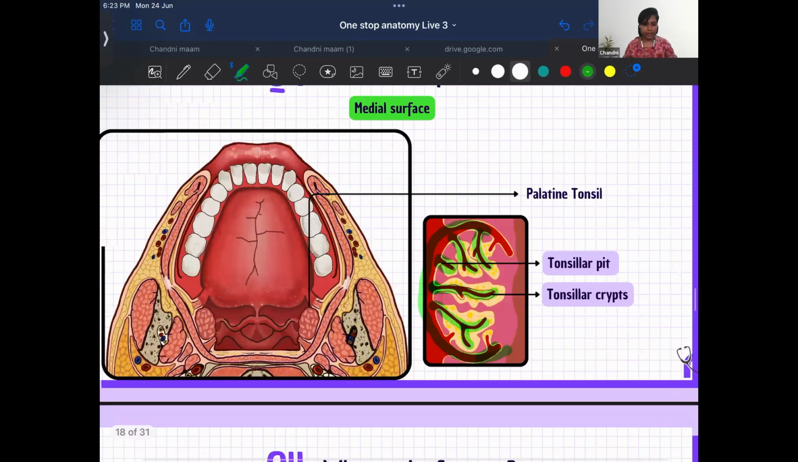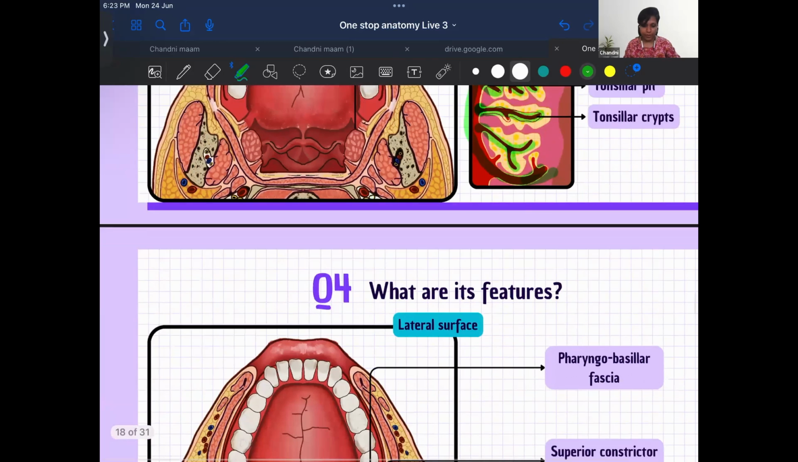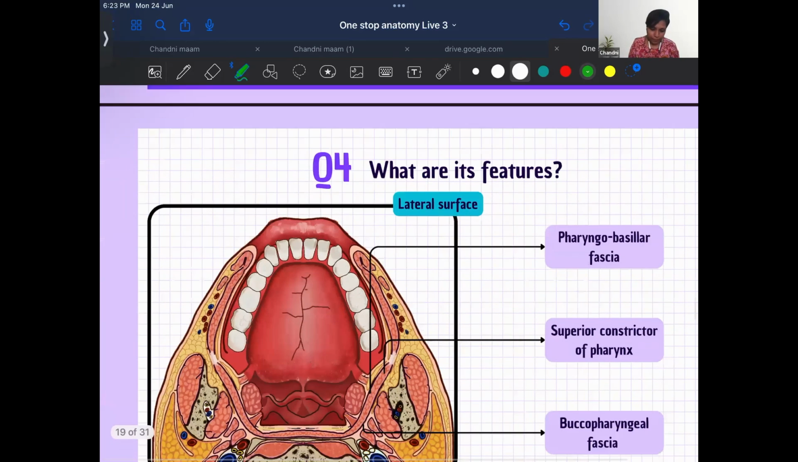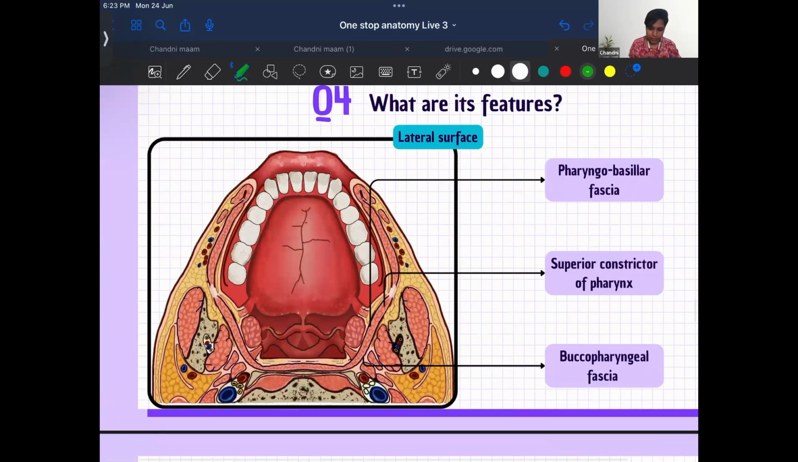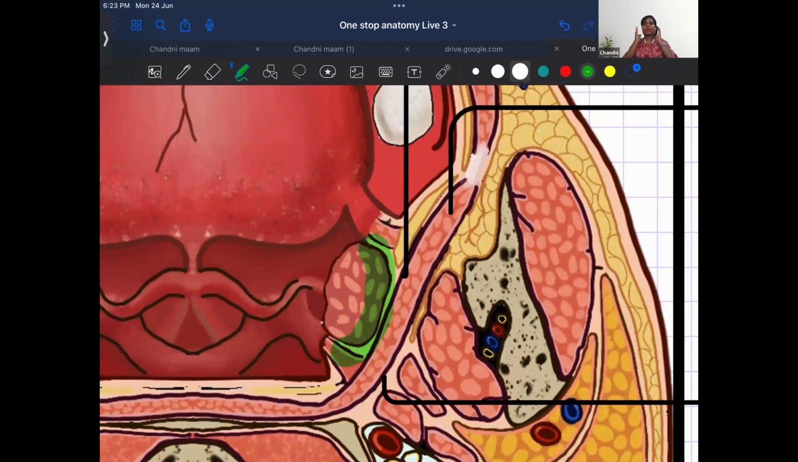So these are the points that you will write in your exam. Next, you'll talk about the lateral surface. Now, this is the lateral surface of the tonsil. So that means the lateral surface faces outwards, right? If you go outward from the mouth, what do you have?